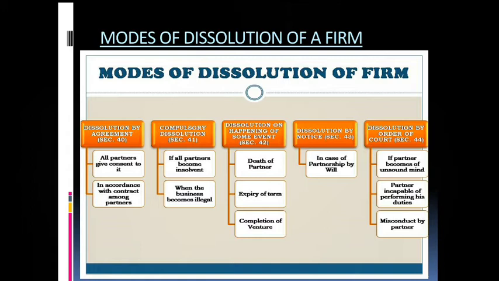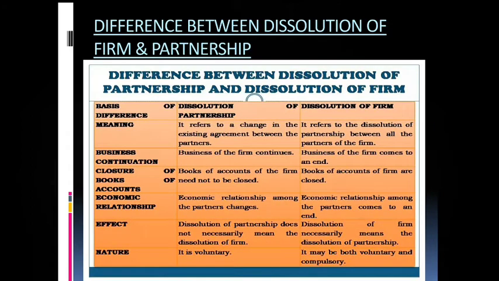Third, dissolution on happening of some event, Section 42: death of the partner, expiry of the term, completion of venture. Fourth, dissolution by notice, Section 43, in case of partnership at will. And the last one, dissolution by the orders of court, Section 44: if partners become of unsound mind, if partners are incapable of performing their duties, or misconduct by the partner.